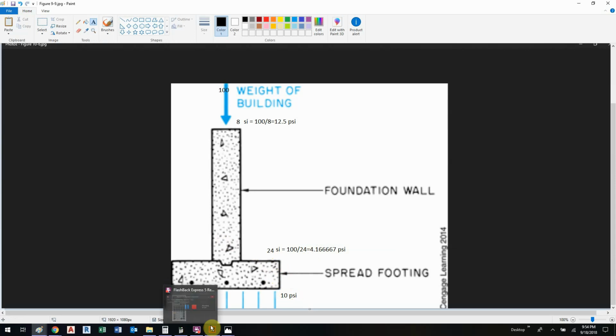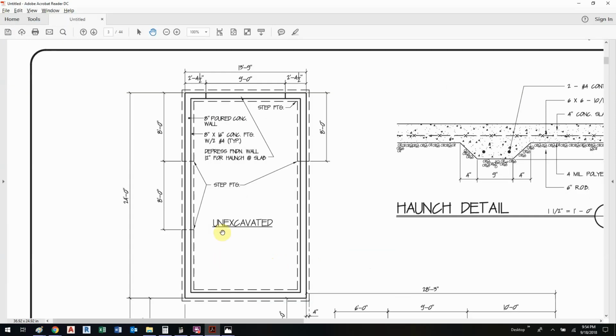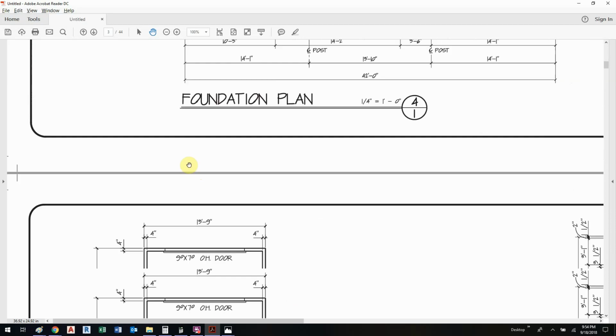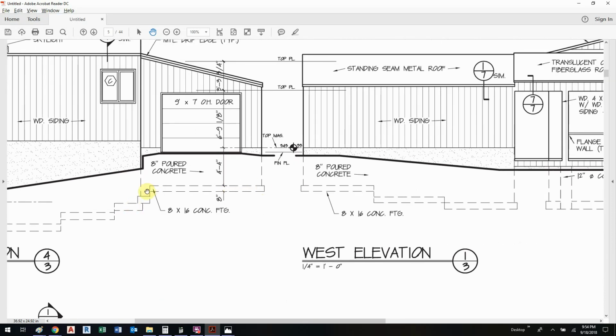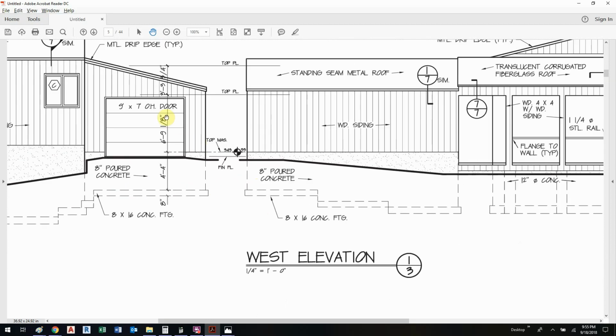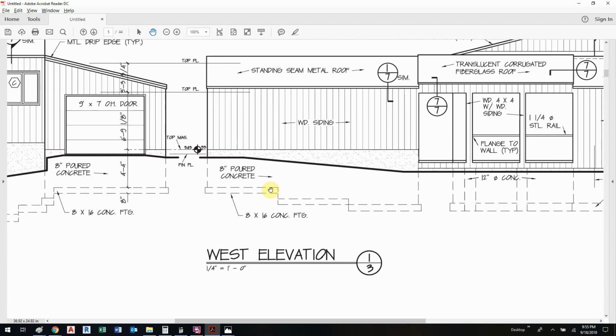Now, when we're looking at our footings, in this particular case, we have a footing that is shown by the dotted line that's going all the way around. And we can go to the elevations and see somewhat of this footing. Now, you'll see that something funky is going on here. This is the front of the garage. This is the side of the garage. And what the heck is going on here? Why do we have this going here?